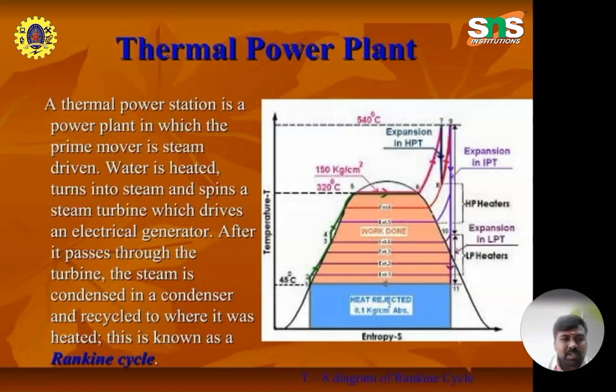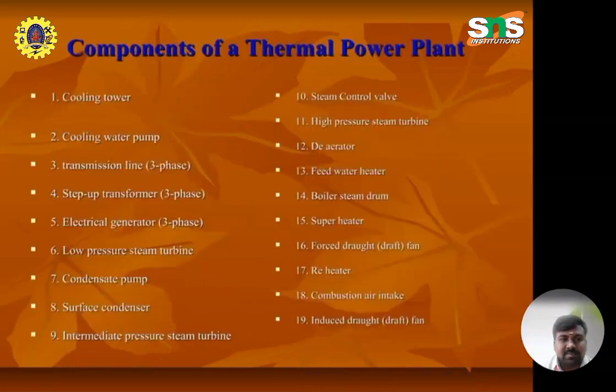A thermal power station is a power plant in which the prime mover is steam driven. Water is heated, turns into steam and spins a steam turbine which drives an electrical generator. After it passes through the turbine, the steam is condensed in a condenser and recycled to where it was heated. This is known as the Rankine cycle. The thermal power plant, the steam power plant, works under the Rankine cycle.